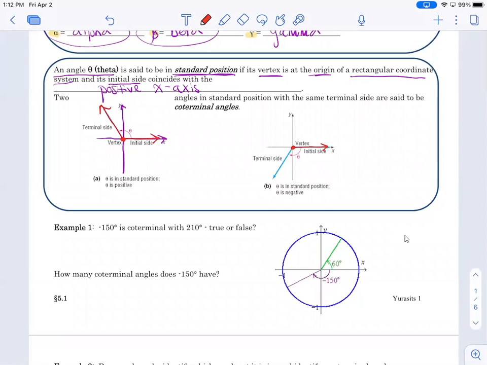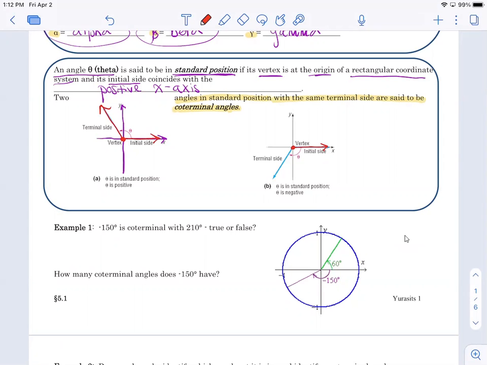In this second video, we're going to cover coterminal angles and reference angles. So the definition of a coterminal angle is that when an angle is in standard position and it has the same terminal side as another angle, it's known to be coterminal. So what does that mean?